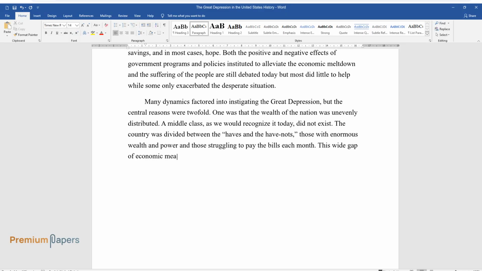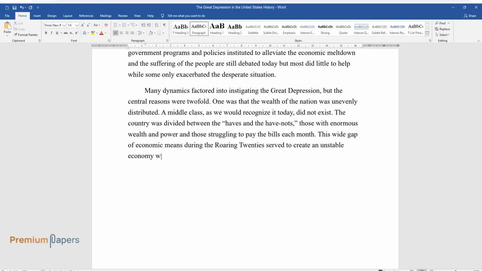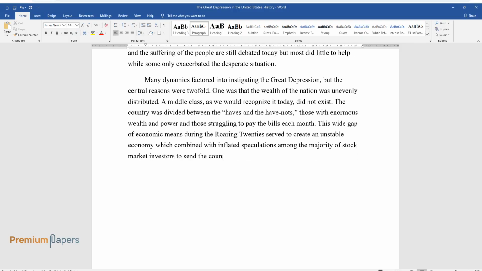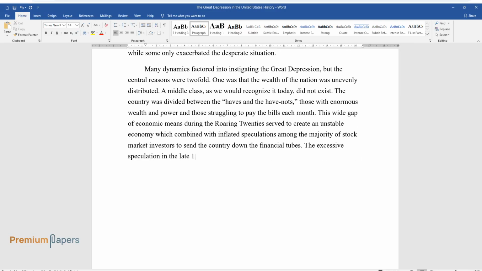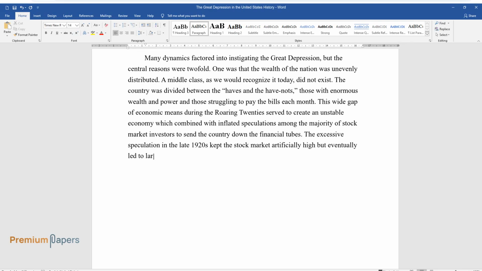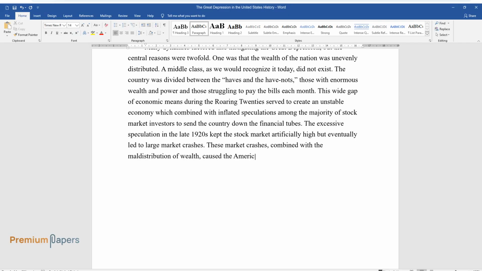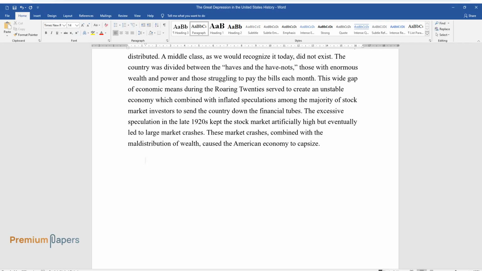This wide gap of economic means during the Roaring Twenties served to create an unstable economy, which combined with inflated speculations among the majority of stock market investors to send the country down the financial tubes. The excessive speculation in the late 1920s kept the stock market artificially high but eventually led to large market crashes. These market crashes, combined with the maldistribution of wealth, caused the American economy to capsize.